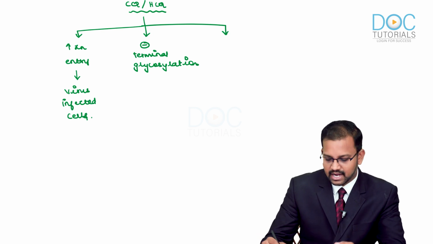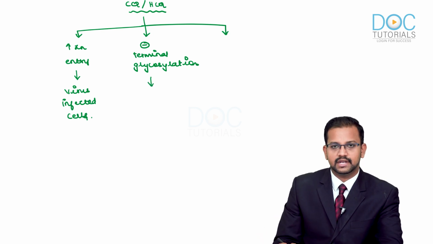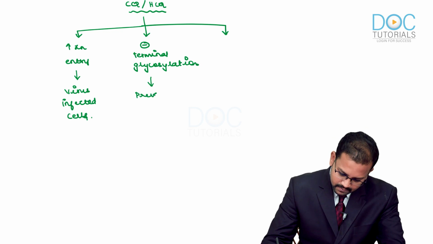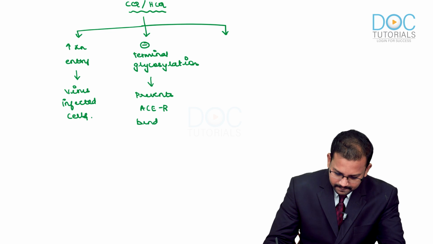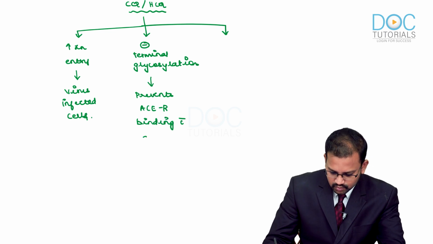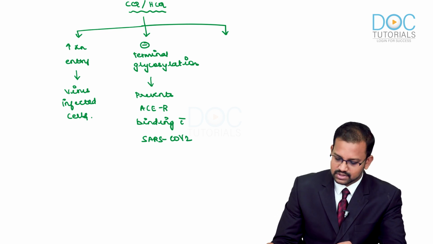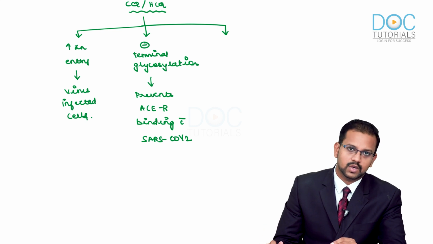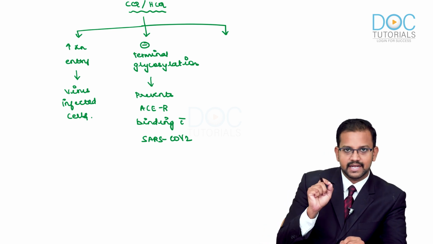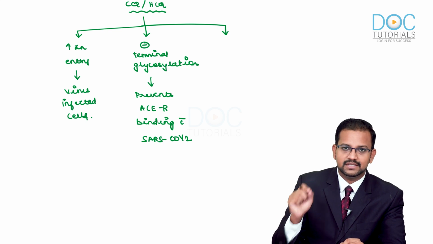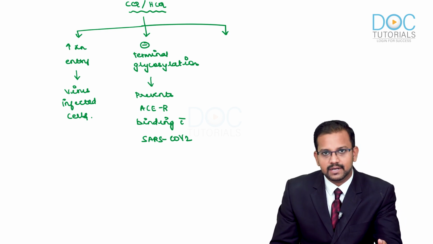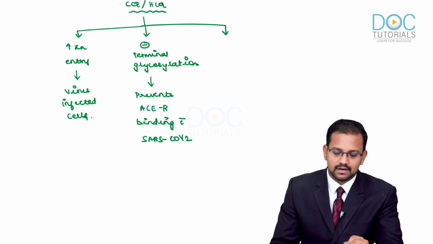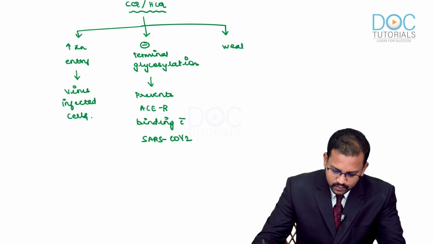So what is the procedure behind it? By blocking the terminal glycosylation, it prevents ACE receptor binding with SARS-CoV-2. That is the second mechanism. And the third mechanism: chloroquine and hydroxychloroquine, many of you would have guessed it, the drug's name ends with INE, which means this drug is an acidic drug or basic drug, guys? Exactly, this drug is a basic drug. So these drugs are actually weak bases.